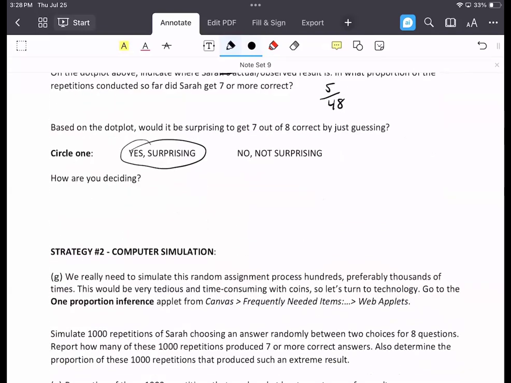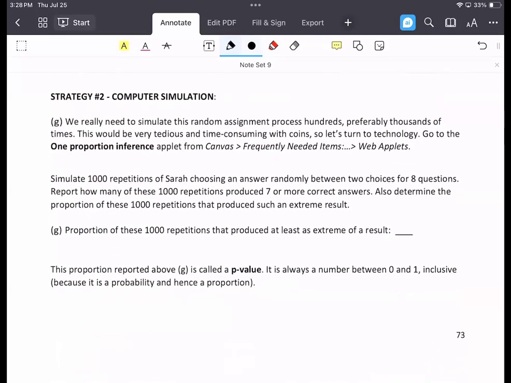Now, what if we go back to the applet, but this time, instead of just doing it for our class of 48, we actually do it for many, many more flips. So we really want to simulate this using hundreds, preferably thousands. We'd want to do it thousands of times. We would want to have lots and lots of flips of the coins. It would be very tedious, time consuming.